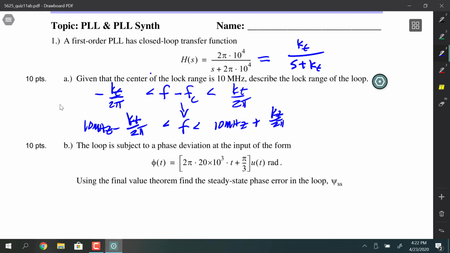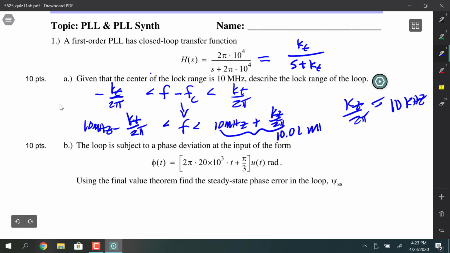And kT, so would that be 10.01 megahertz to like 9.999 or something? Well, actually, yeah, because kT over 2 pi in this case is 10 kilohertz, right? It's 10 to the 4th hertz. So you're right, 0.01 megahertz. So not a lot of range. No, pretty small.